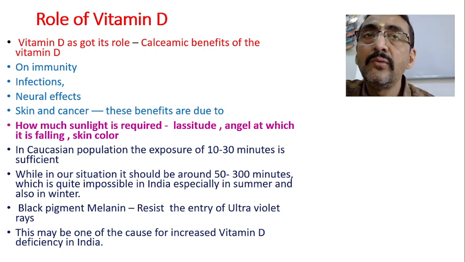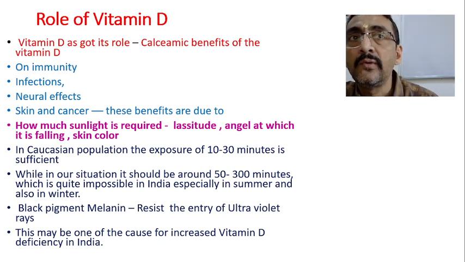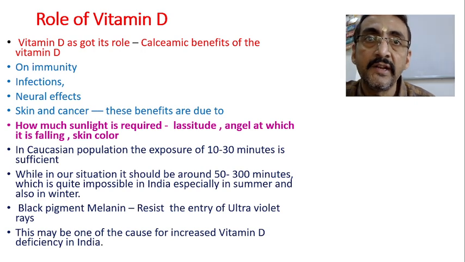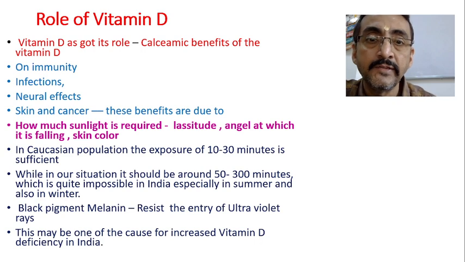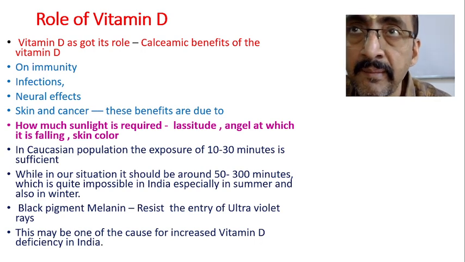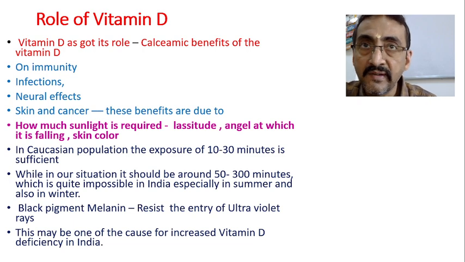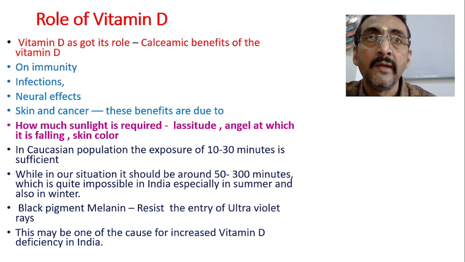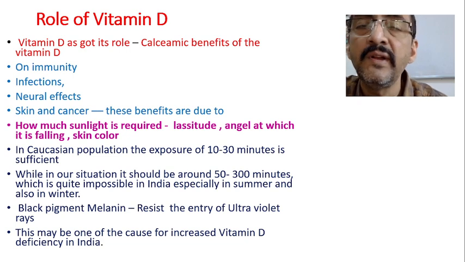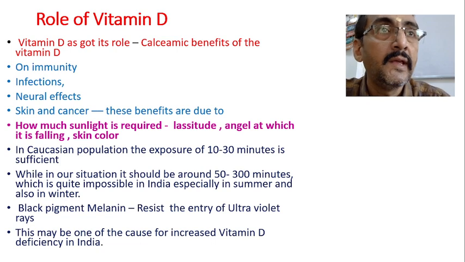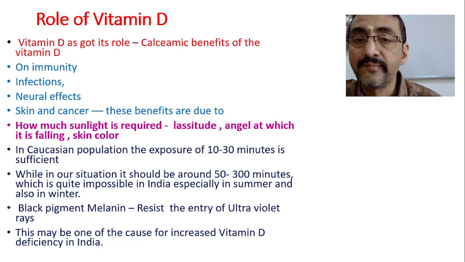It will differ from geographical area to geographical area. The latitude, in terms of what we call latitude and longitude, and the angle at which the sunlight falls, matters very much. If a person is exposed to light which is not falling at the required angle, that may lead to many skin cancers also, because of the adverse effects of the ultraviolet rays.